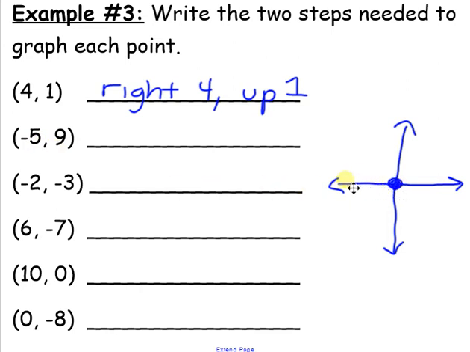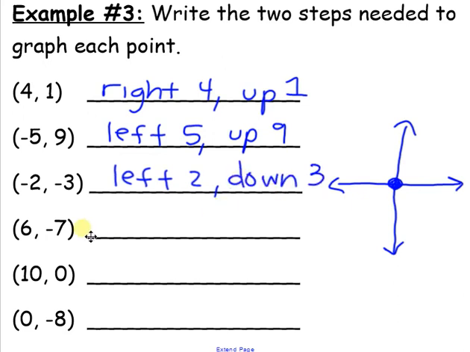Now -5, +9. I'm going to go to the left 5, but I'm going to go up 9. So left 5, because this is the negative part of the x-axis, and then up 9. Okay? Here I have -2, -3, so that would be left 2, down 3, because this is the negative part of the y-axis. So left 2, down 3. Here I have 6, -7, so that's going to be right 6, but down 7. Right 6, down 7.